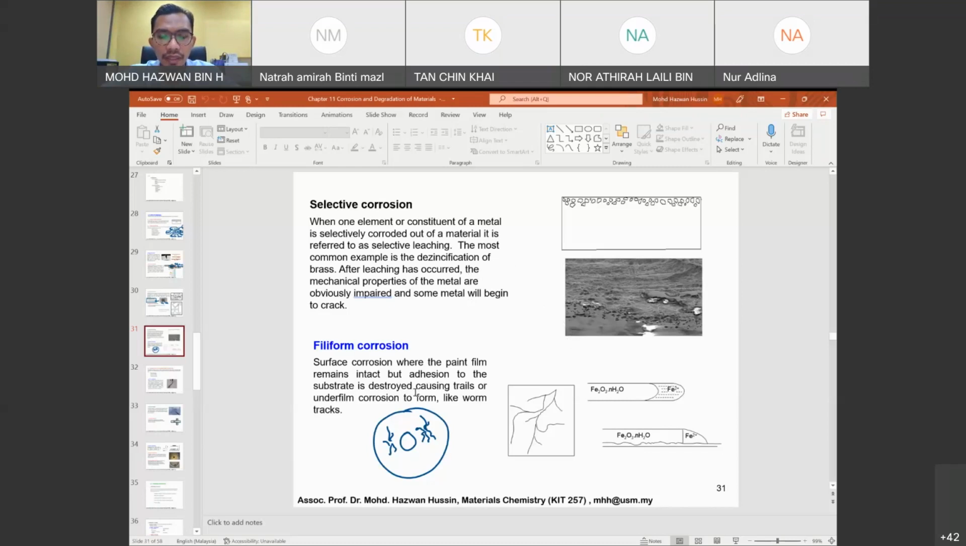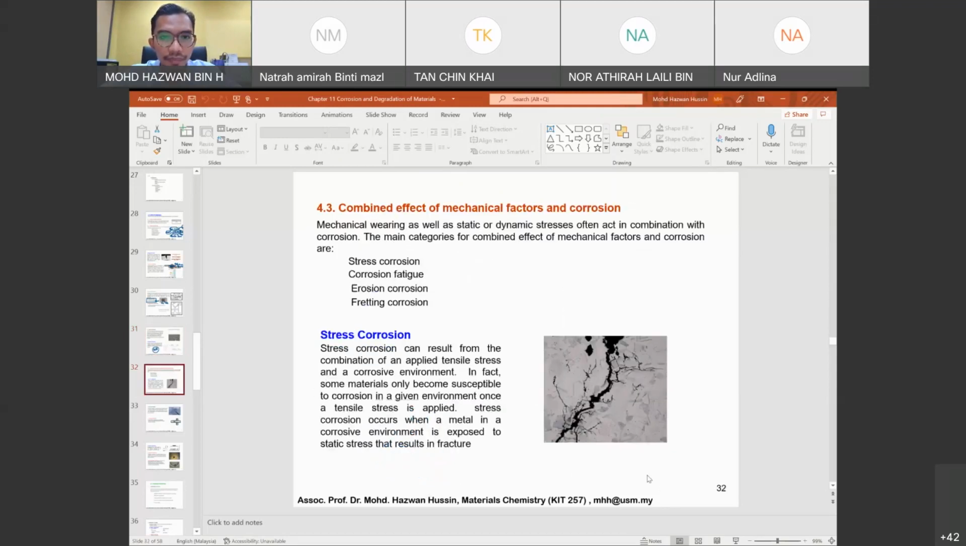Filiform corrosion occurs when you have a surface coating, but it is brittle or porous, which enables oxygen and water to corrode underneath the coating layer. So it forms something like a worm track. This can also be seen in your hostel or in your department.